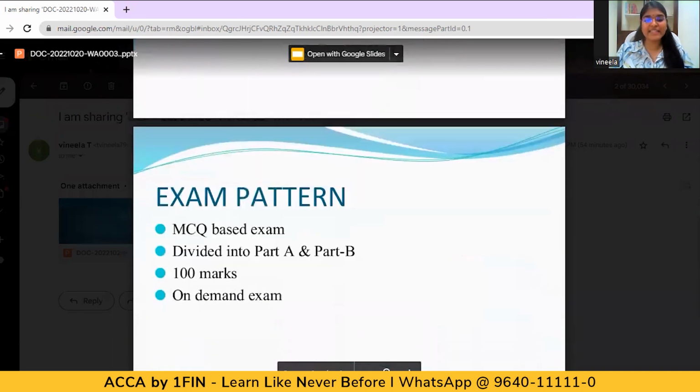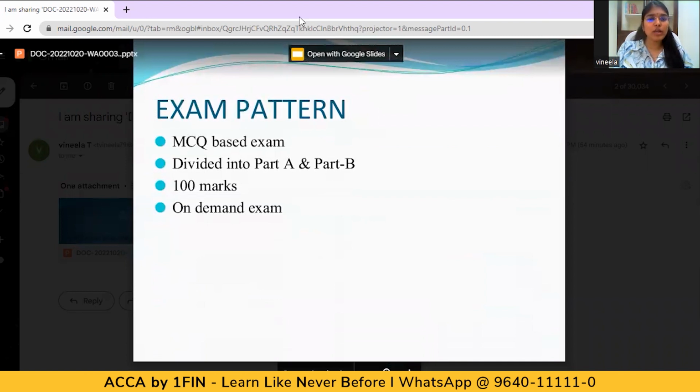Let's go to the examination pattern. As you are all aware, this is an MCQ based and computer based examination.